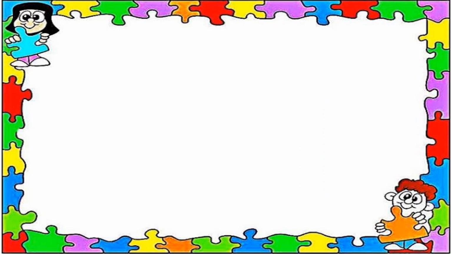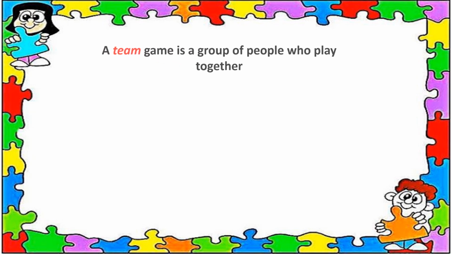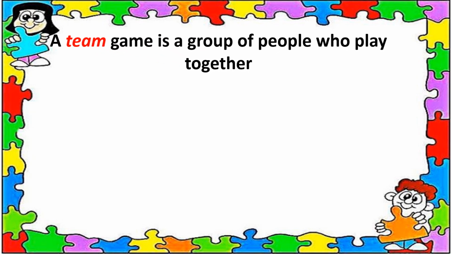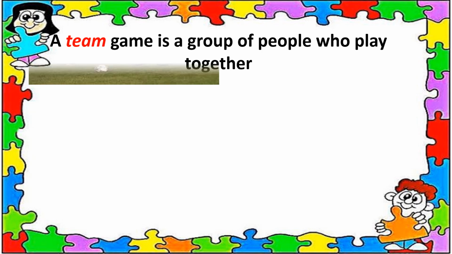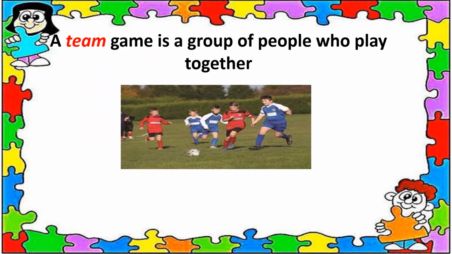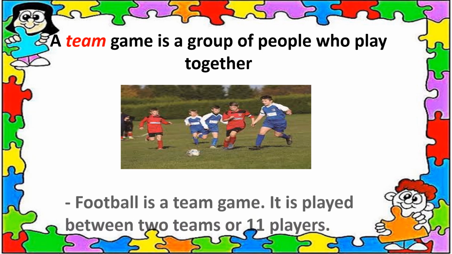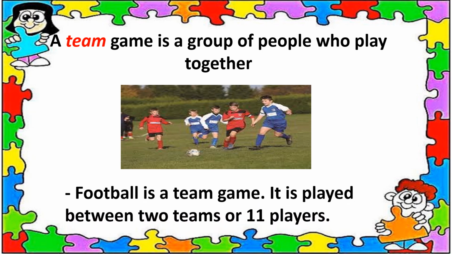And what is a team game? A team game is a group of people who play together. Alright, can you read one more time? A team game is a group of people who play together. Example here is football. Football is a team game. It is played between 2 teams of 11 players.